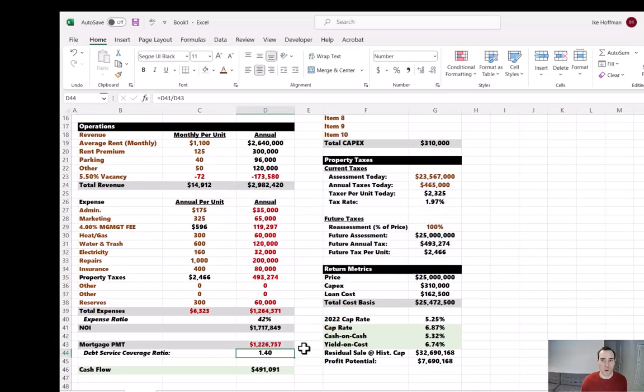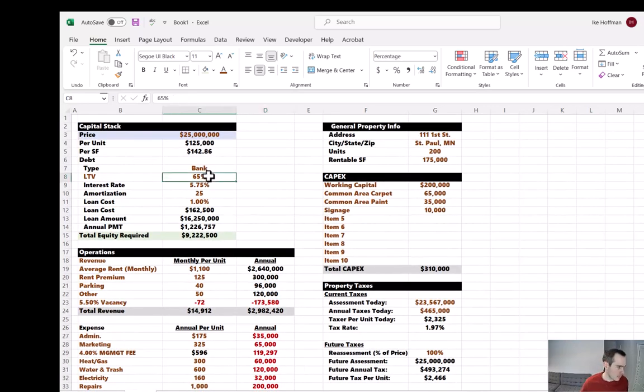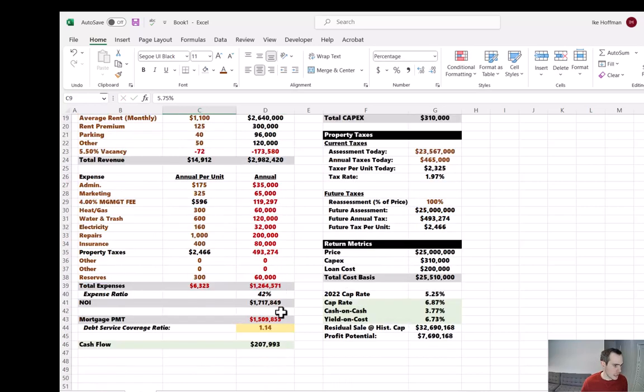A lot of lenders won't let debt coverage go below 1.2, or some more aggressive banks, I've heard it go as low as 1.15 or 1.1. But we want the model to alert you if you're being too aggressive with your debt assumption. So if we come up here and we jack up the LTV from 65% to 80%, now it drops below and it shines yellow to alert you, hey, you might need to tweak some assumptions, because as the model currently sits, most lenders aren't going to check off on a 1.14 debt service coverage ratio.